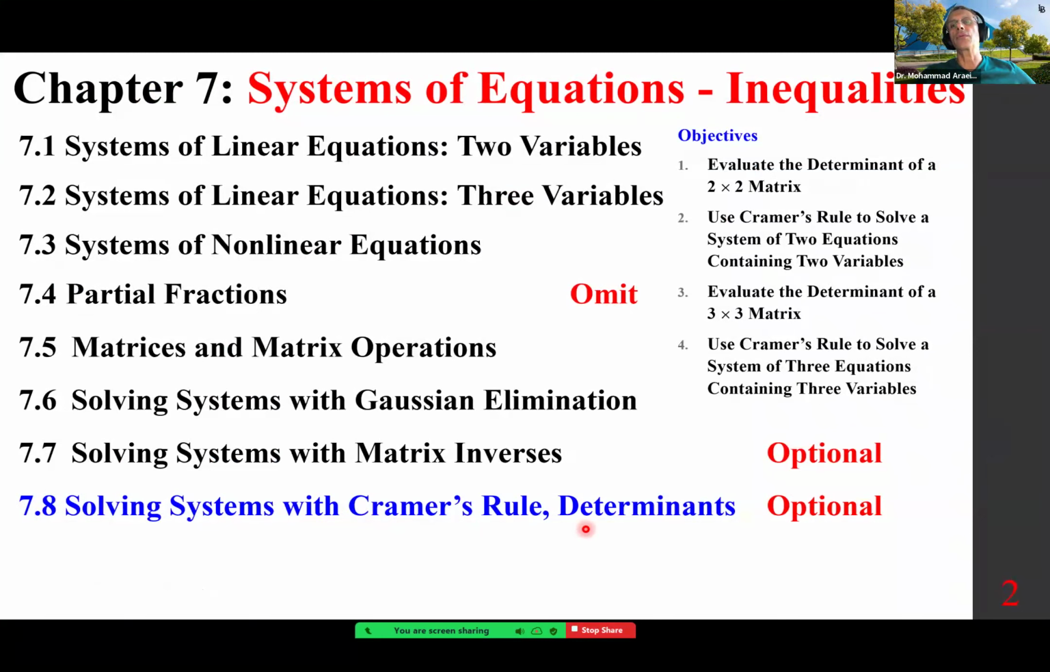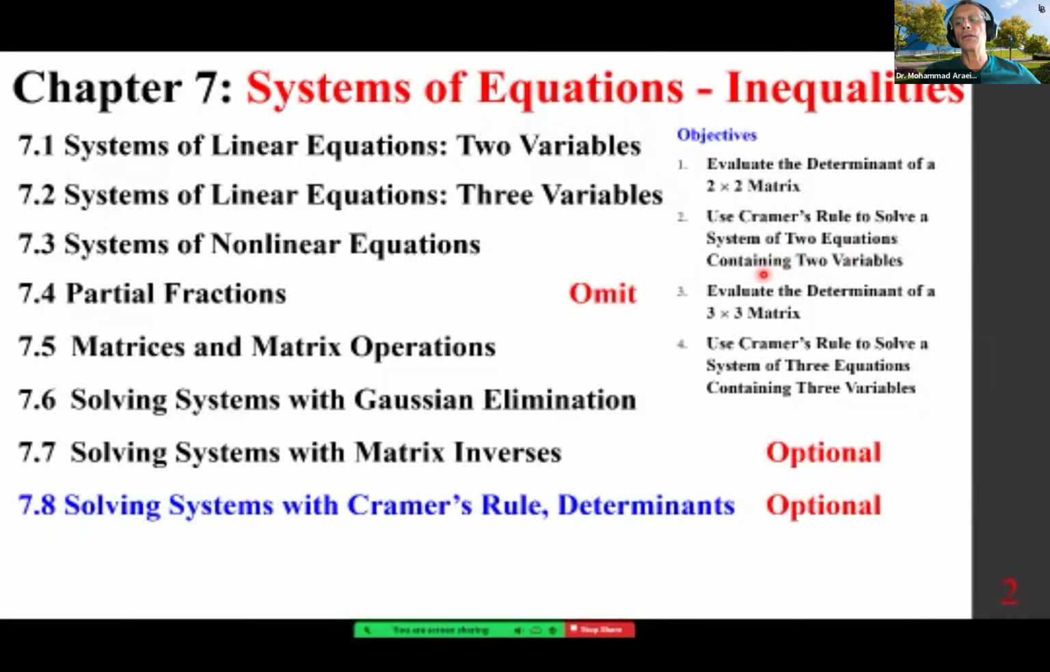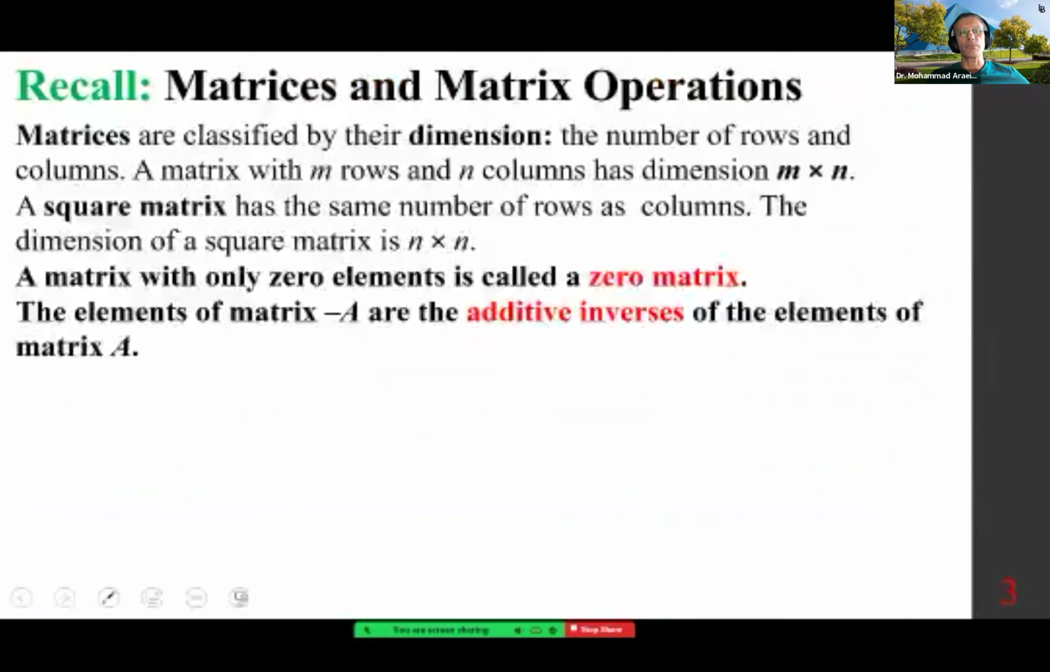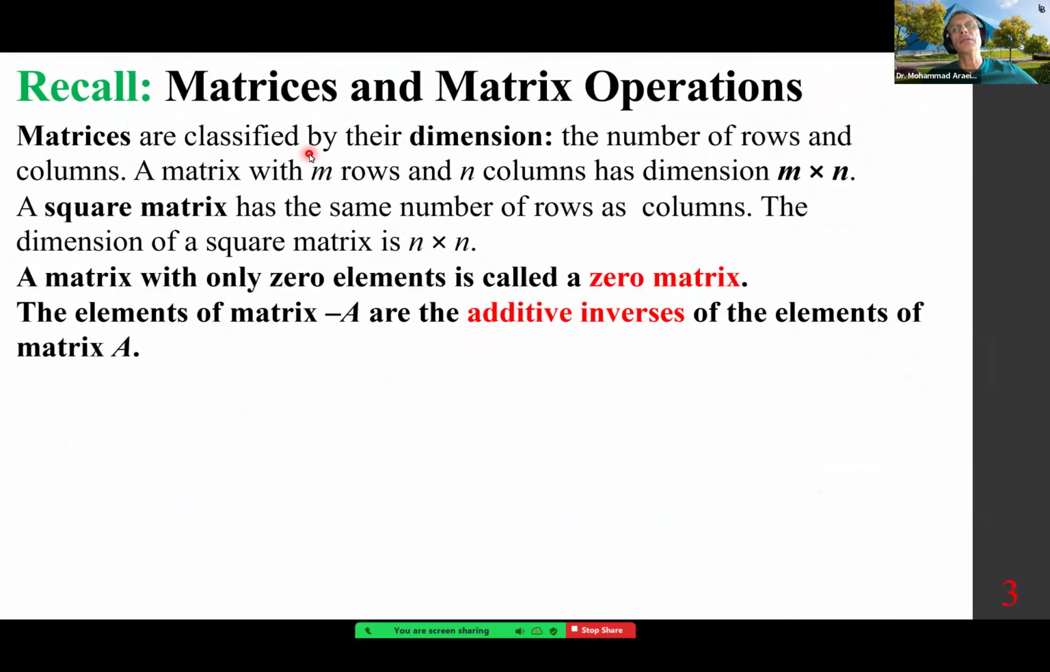The objectives are to evaluate the determinant of a 2 by 2 matrix. Use Cramer's rule to solve a system of 2 equations containing 2 variables. Evaluate the determinant of a 3 by 3 matrix and use Cramer's rule to solve a system of 3 equations containing 3 variables. So recall, matrices are classified by their dimensions, the number of rows and columns.